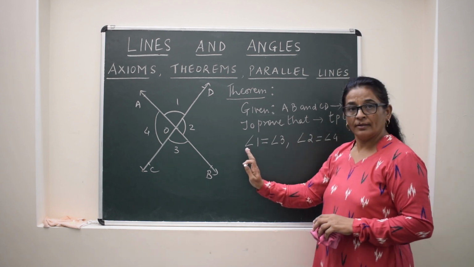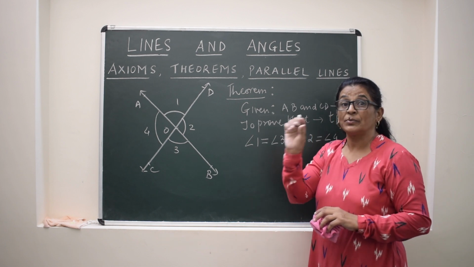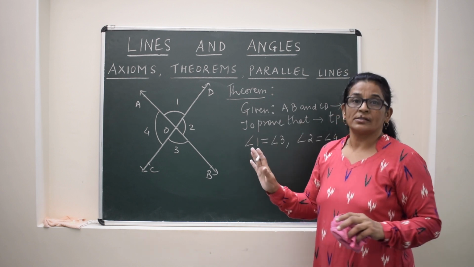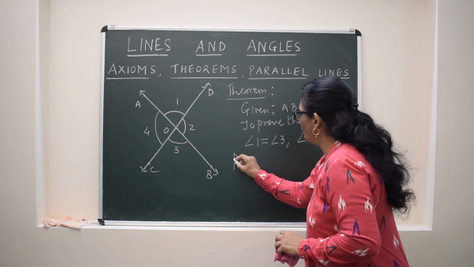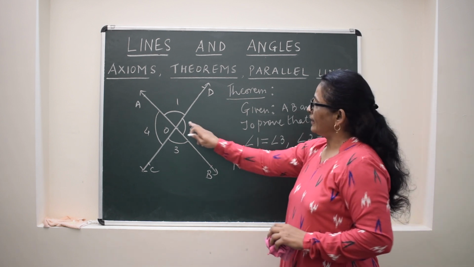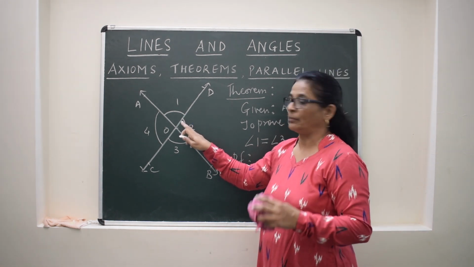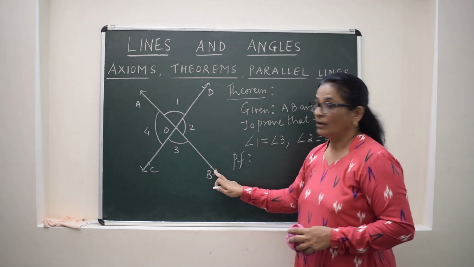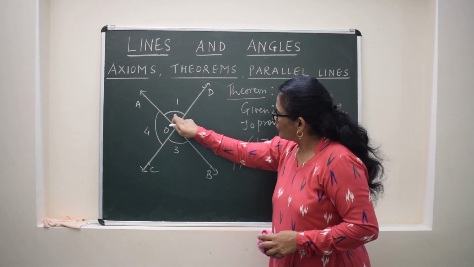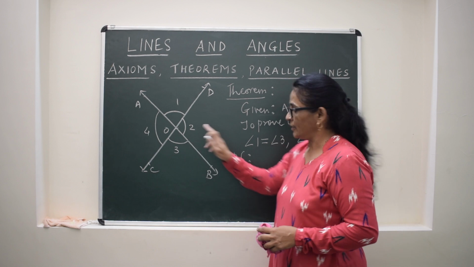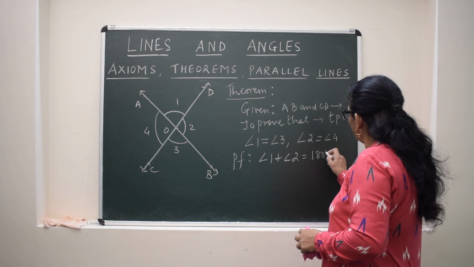Now the figure is given. We have named the angles. We are not doing any construction. So that's why I told you construction step is optional. For this theorem, no construction is required. So we'll skip that. The last part is the proof. Now for the proof, we will take the help of an axiom, as I said, or we can take the help of one concept called linear pair. This line AB. On this AB, OD is a ray which stands. So the sum of these two angles will be 180 degrees. So we can write angle 1 plus angle 2 is equal to 180 degrees.